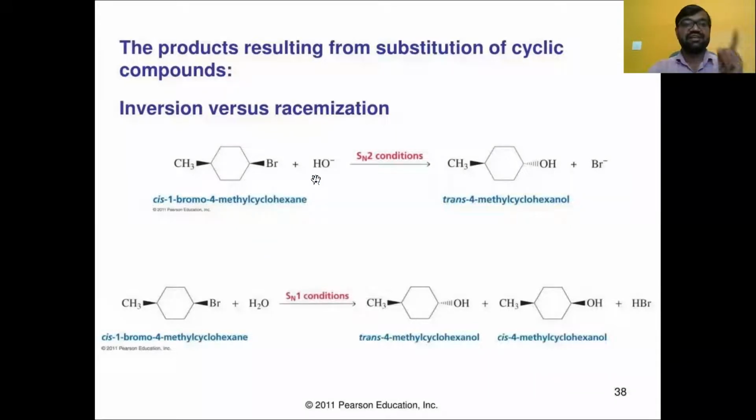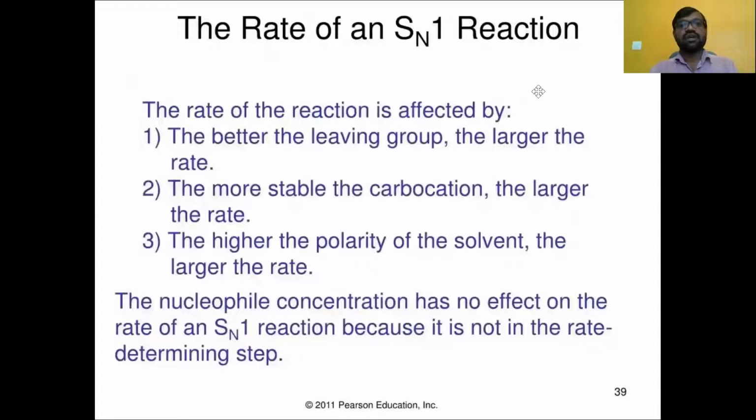Here in Sn2 the condition required the presence of a strong base. This is Sn1 condition, which does not require a strong base, but simply the reaction may proceed in the presence of water. The rate of the reaction is affected by factors; we have also seen the factors affecting Sn2, so similarly there are factors affecting Sn1. The better the leaving group, the faster the rate of the reaction. The more stable the carbocation, the faster the rate of the reaction. And the polarity of the solvent.